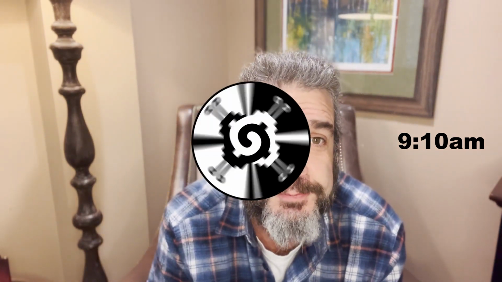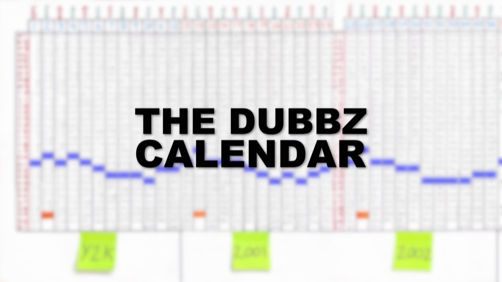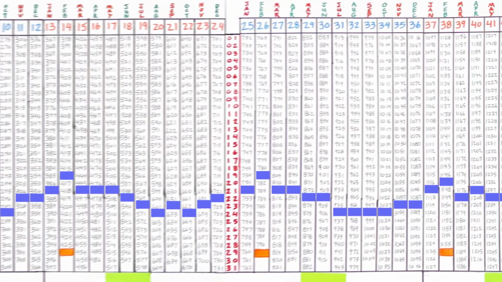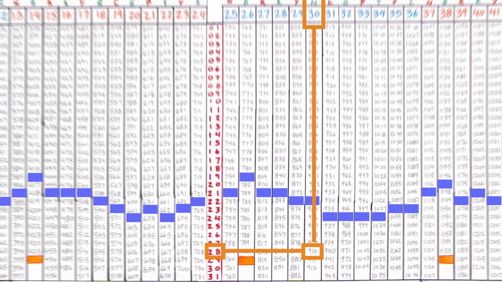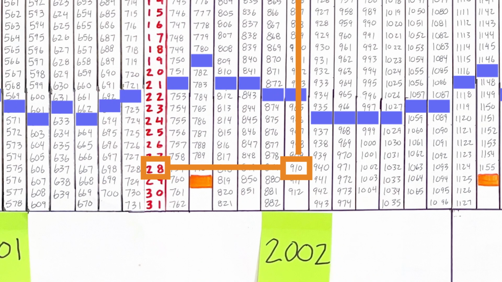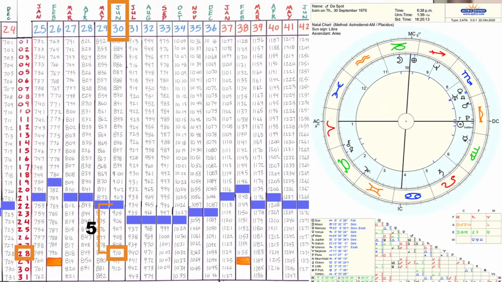Now, do you remember how I turn decimals into months and days? Let's break out the Dubs calendar. Let's just go over to the 30th month and go down to the 28th day, which is June 28th. Oh, wow, look at that. The 910th day. What's also cool about this spot is that it's around the 5th degree of Cancer, which is the northern sky. Here is the spot.